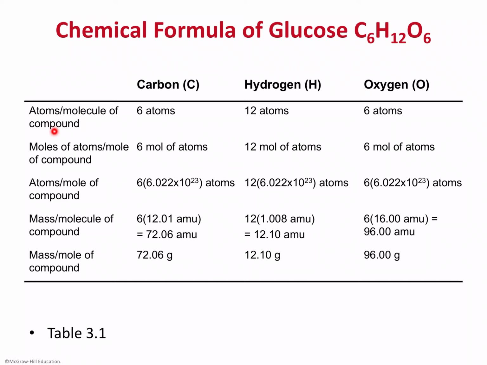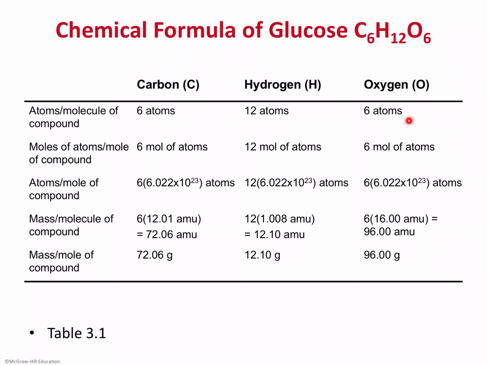Let's see the number of atoms per molecule of a compound. If you take one molecule of this compound, glucose, how many carbon atoms are there? There are 6 carbon atoms. How many hydrogen atoms? 12. How many oxygen atoms? 6 atoms. So for one molecule, you have 6 atoms of oxygen, like that.